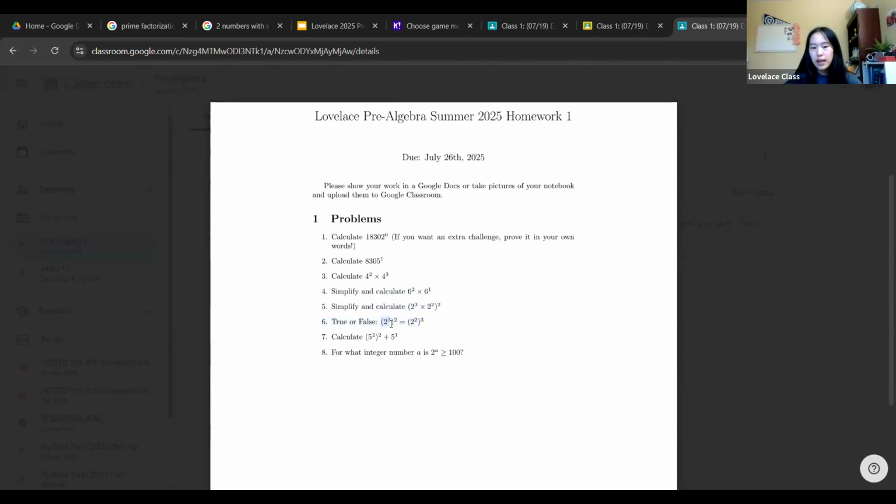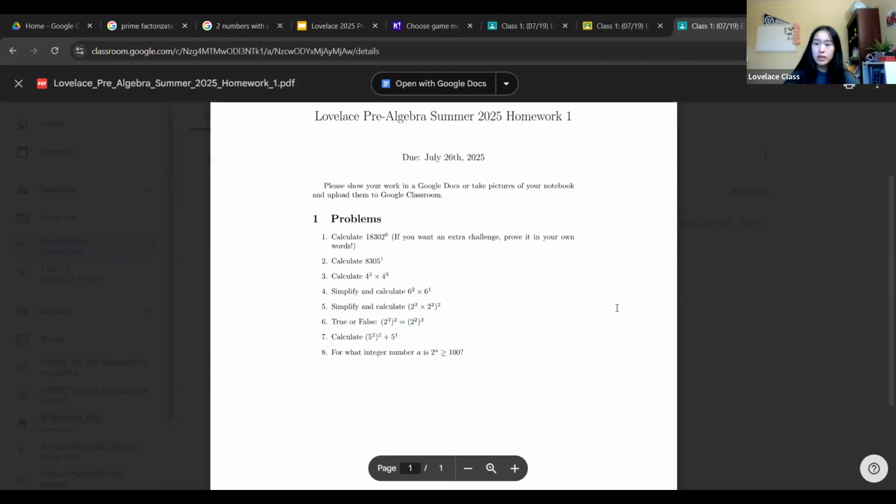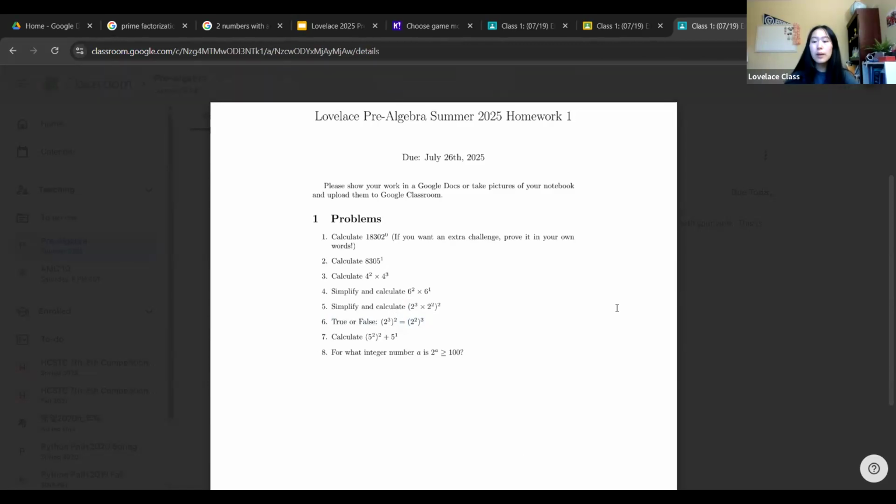This is true because if you raise 2 cubed, then squared, we know that this is just 2 to the 3 times 2, which equals 2 to the 6. And on the other side, it's the same thing. 2 squared, then cubed is just 2 to the 2 times 3, which also equals 2 to the 6. So 64 equals 64, and that's how you get the answer.